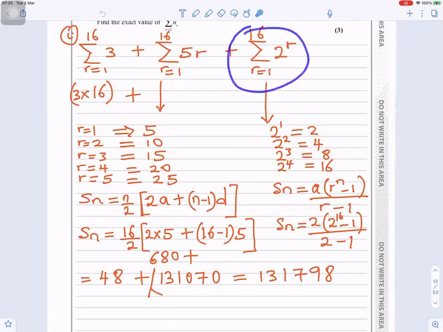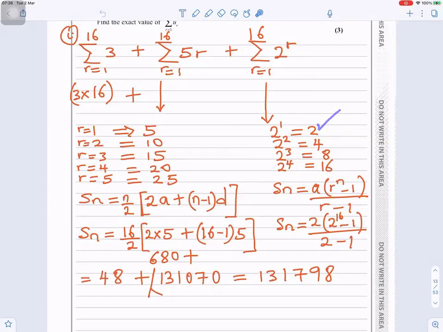For the last one, 2 to the power r. So when r is 1, 2 to the 1 is 2. When r is 2, 2 to the 2 is 4. When r is 3, 2 to the 3 is 8. When r is 4, 2 to the 4 is 16. And this one is going up, like 4 divided by 2 is 2, 8 divided by 4 is 2, 16 divided by 8 is 2. So the common ratio is 2.